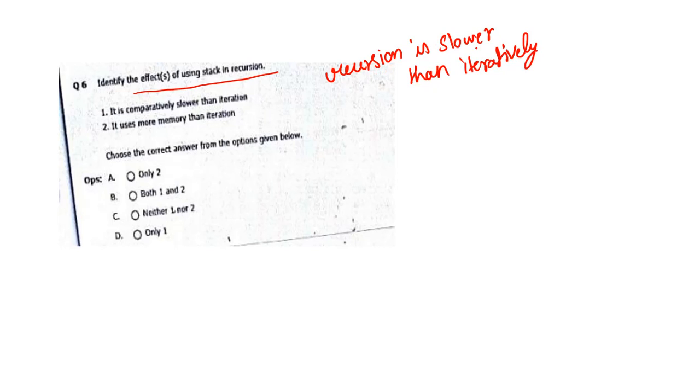The next question says: identify the effects of using stack in recursion. The first option is that it is comparatively slower than iteration. Yes, always remember that recursion is slower than iteration. That's why for a simple problem, instead of going with a recursive solution, we always prefer an iterative solution, because recursion is slower: you are calling a function and then returning back the flow. So it is slower when compared to the iterative solution.